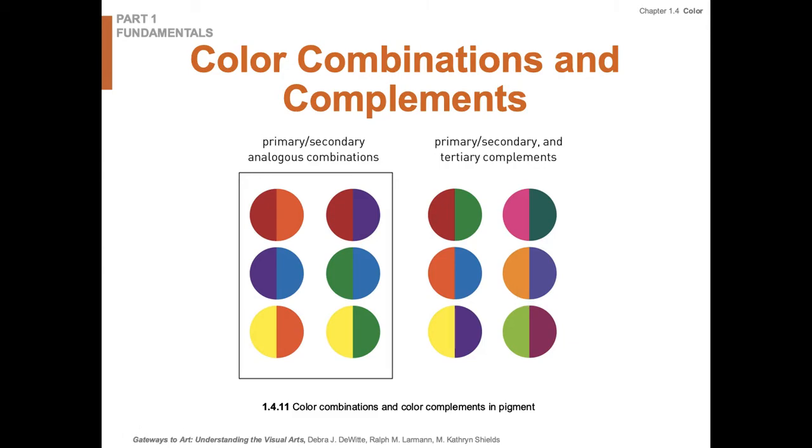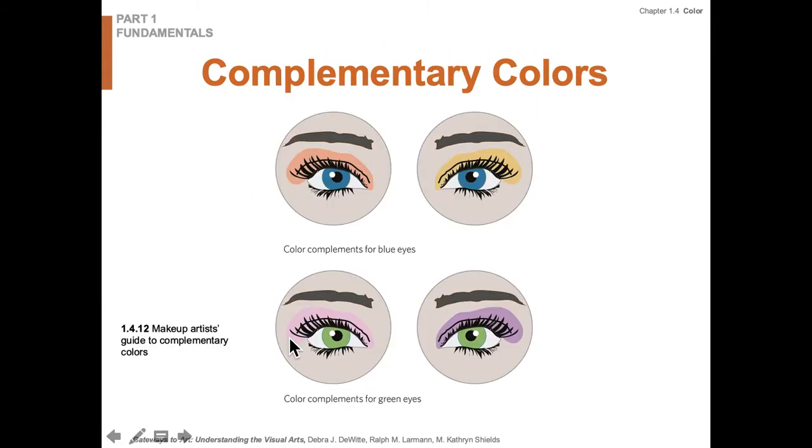So the complementaries are opposite. This is primary and secondary analogous over here, and these are complements over here, okay? So the analogous colors are going to be the ones near each other. They're not dramatically vibrating against one another. So this is red to orange. This would be yellow to orange. Those are some simple examples. We're going to look at a few more.